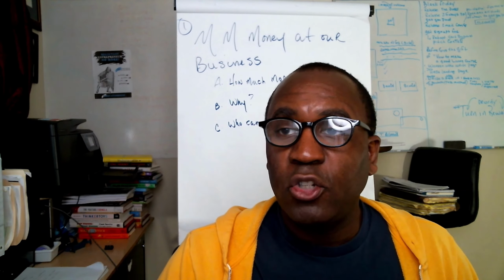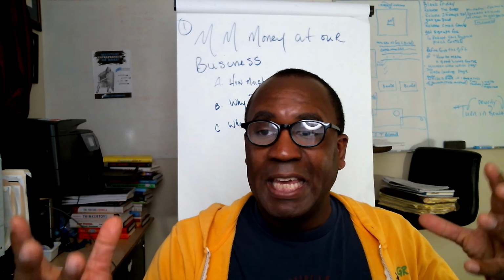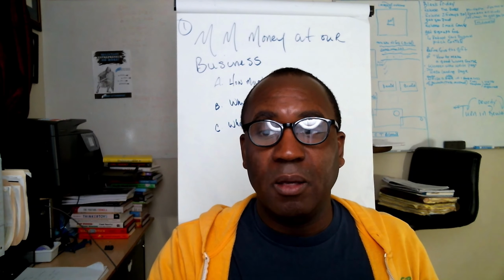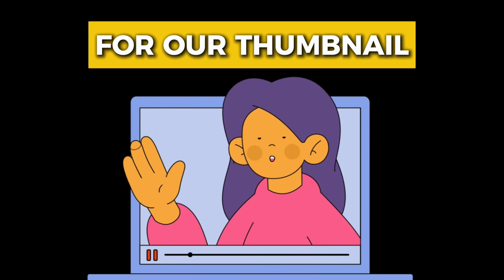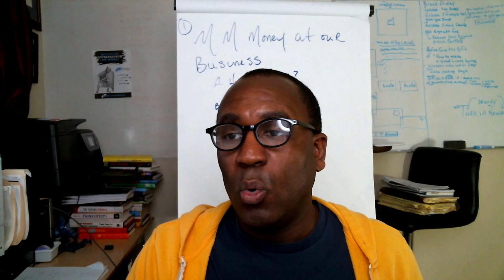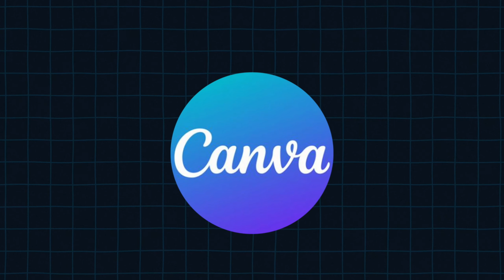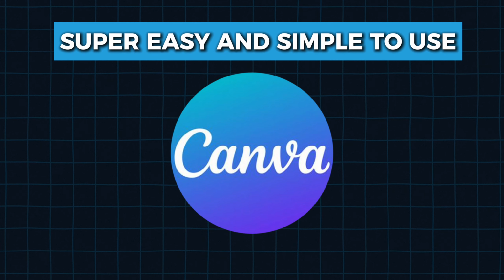Okay, in this one, I'm going to show you how we're going to take some images, resize them, take something that we don't like in them, take it out, and then we're going to use it for our thumbnail. In this case, what I have is I've got Canva open. I like to use Canva because it's just super easy and simple to use, right?